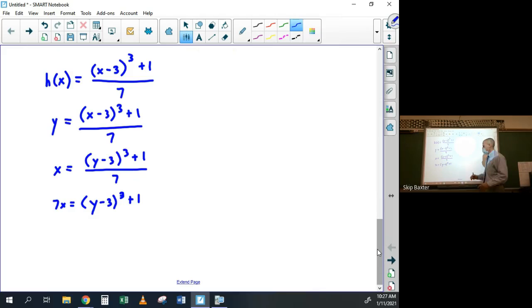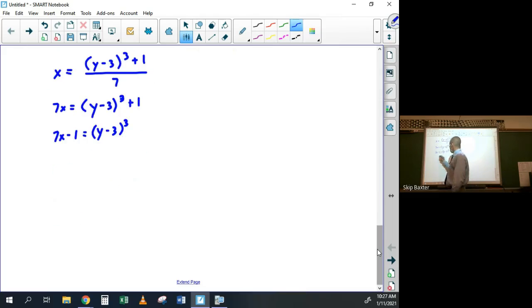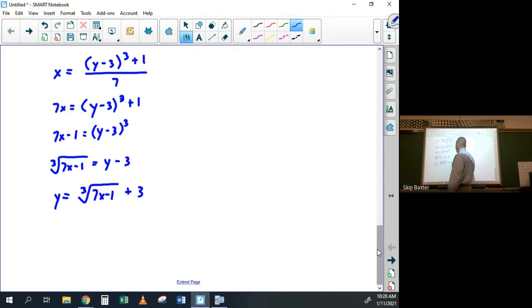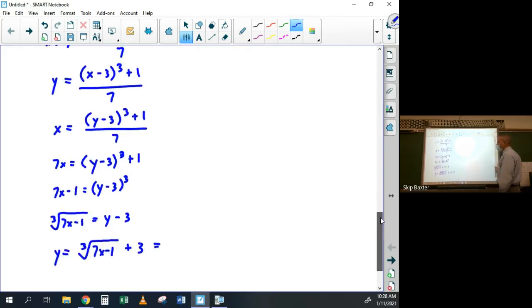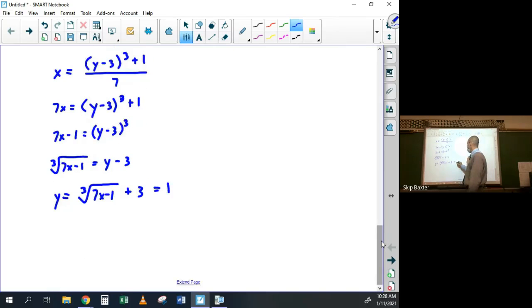Then subtract 1. 7x minus 1 equals y minus 3 cubed. What do I do next? Cube root, I agree. So this would be cube root of 7x minus 1 equals y minus 3. And then finally, add 3. So y would be cube root of 7x minus 1 plus 3. That's the inverse. If the original function was h of x, this is h inverse of x.